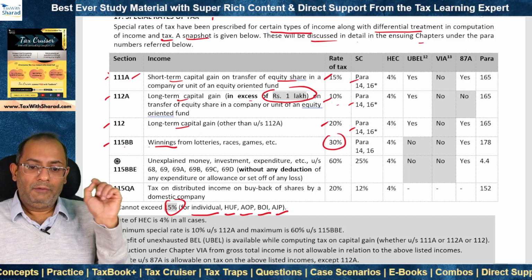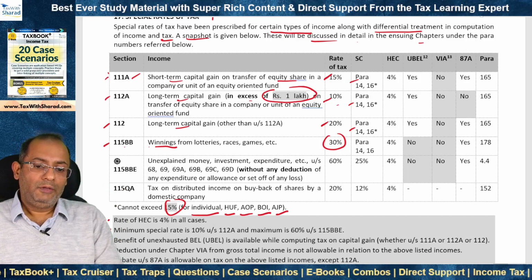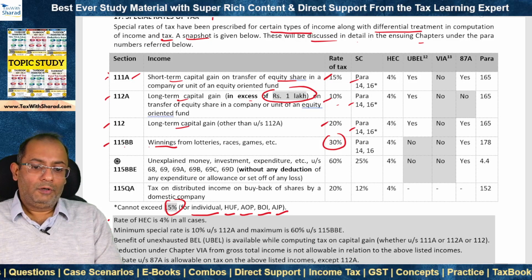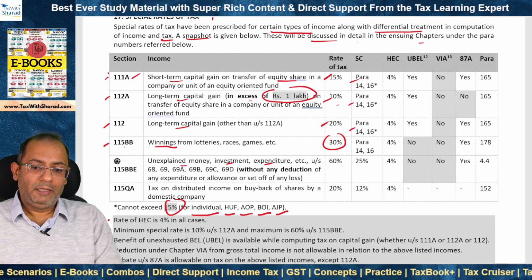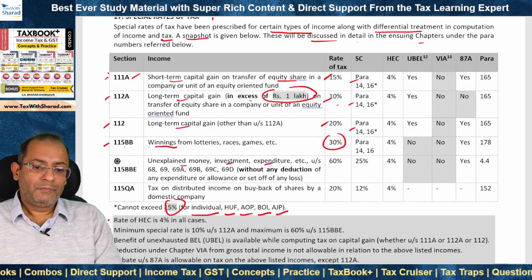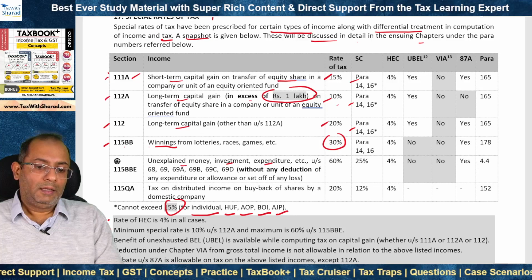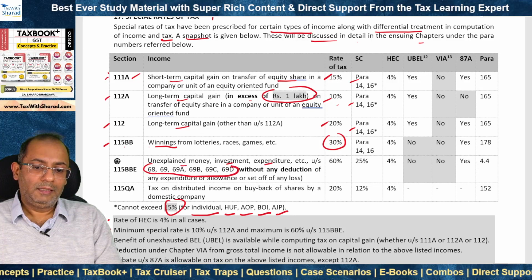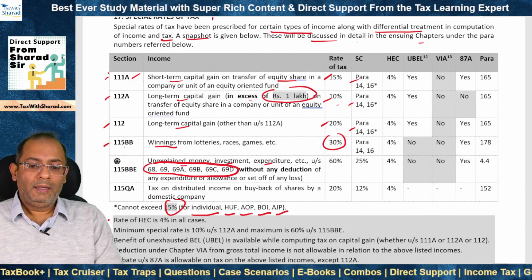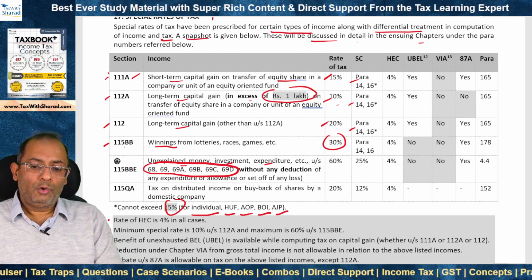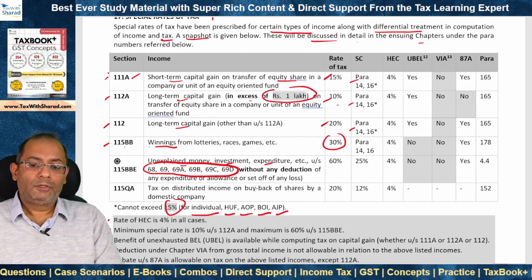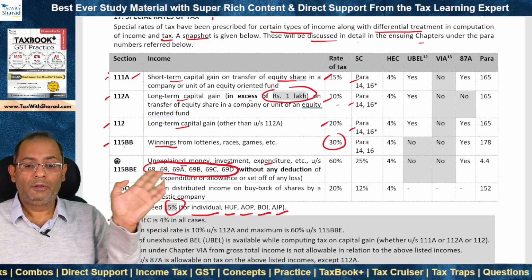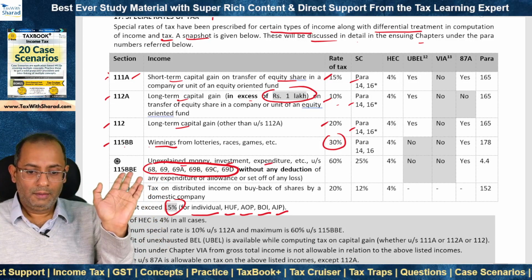In the previous video on the basic concepts, we had discussed undisclosed incomes, where there was unexplained money, investment, expenditure, etc. And we had discussed that such provisions are contained in section 68, 69, 69A, 69B, 69C and 69D, right? In such cases, no deduction of any expenditure or allowance or set off of any losses is provided. That means the income is taxable on gross basis without allowing for any allowance or deduction whatsoever, right?